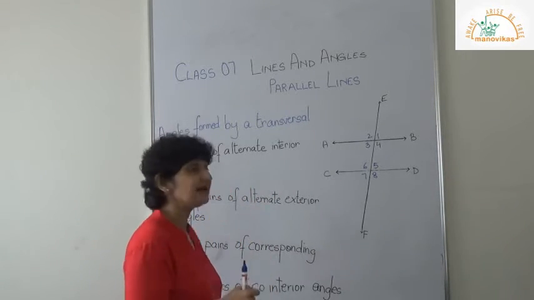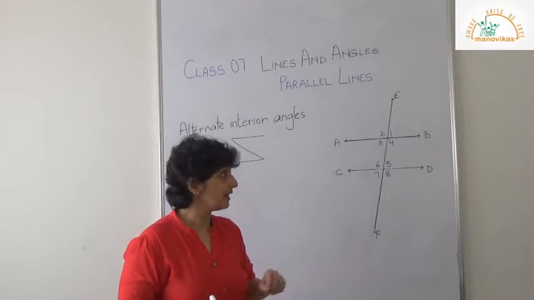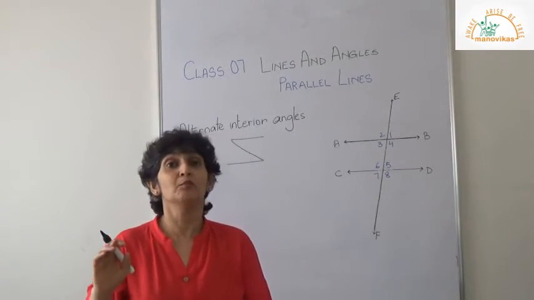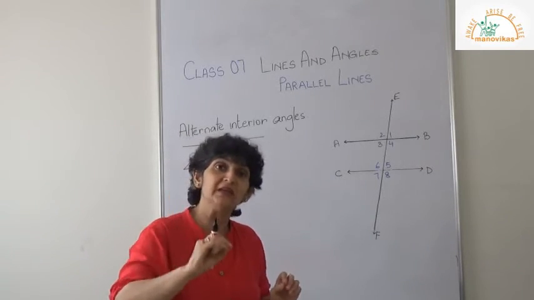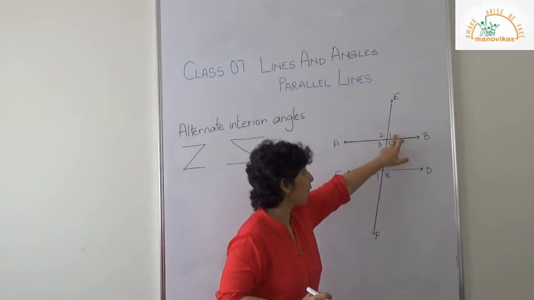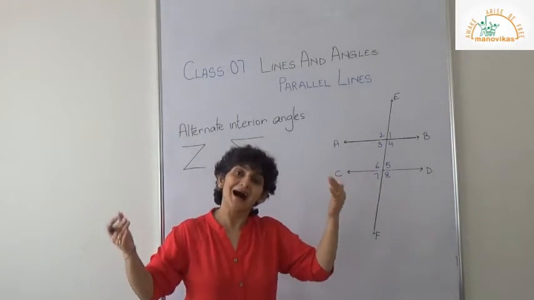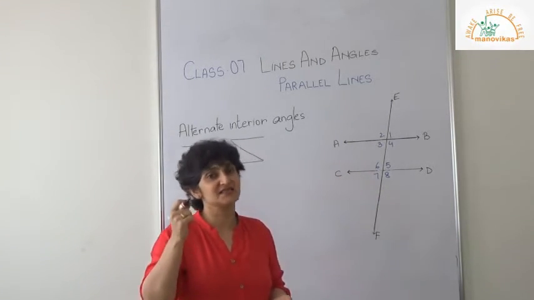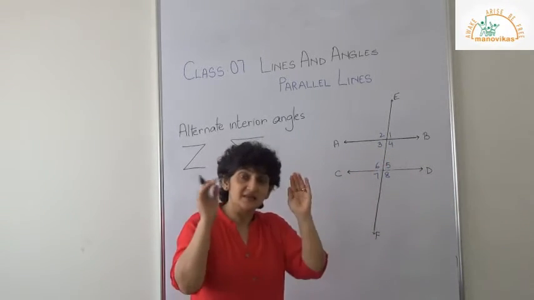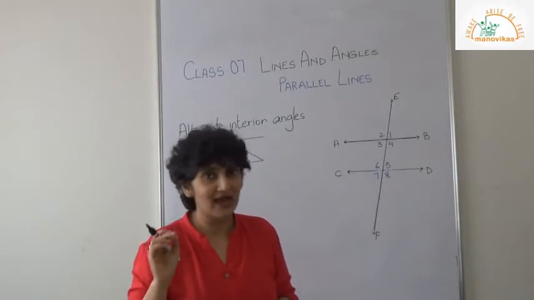Now let's understand each angle. First let's go to alternate angles. Now let's understand alternate interior angles. Before that, let's see the meaning of interior and exterior angles. If I take 1, 2, 7 and 8, these angles are outside, so they are called exterior angles. And if you take 3, 4, 5, 6, these are inside, so these are called your interior angles.